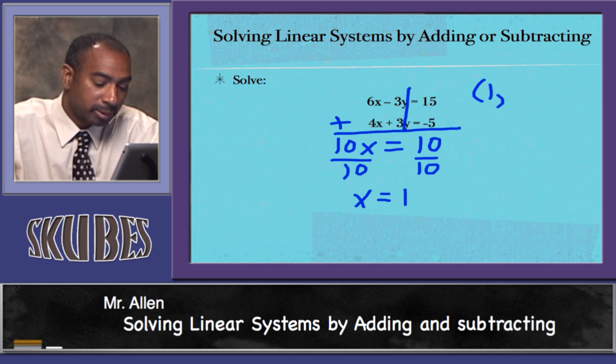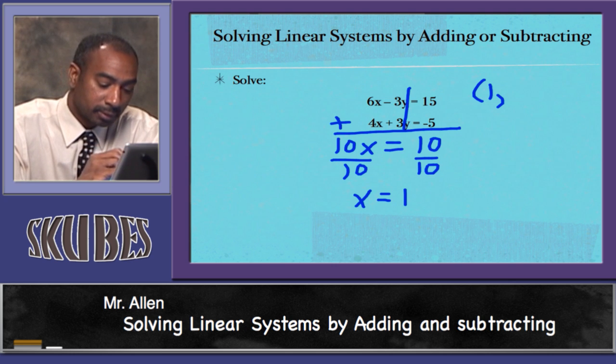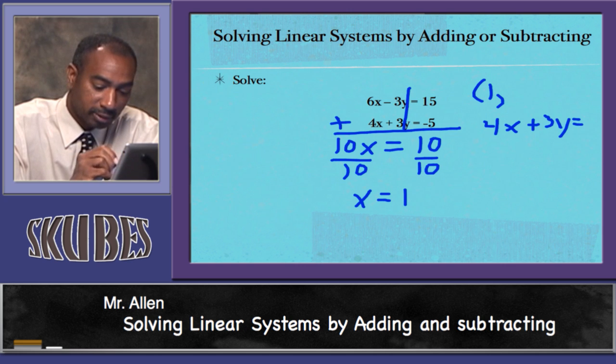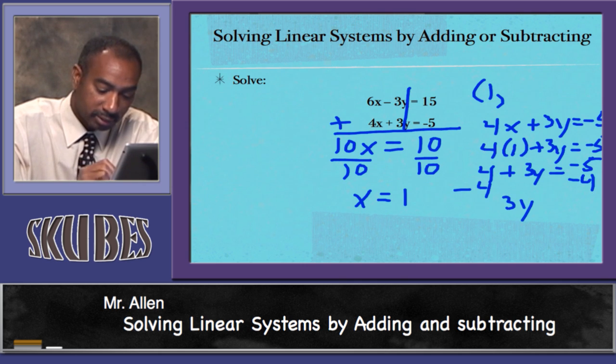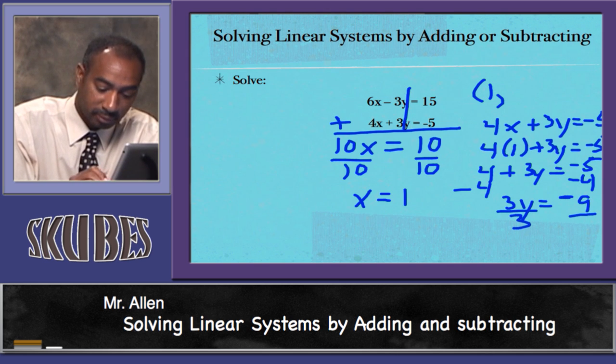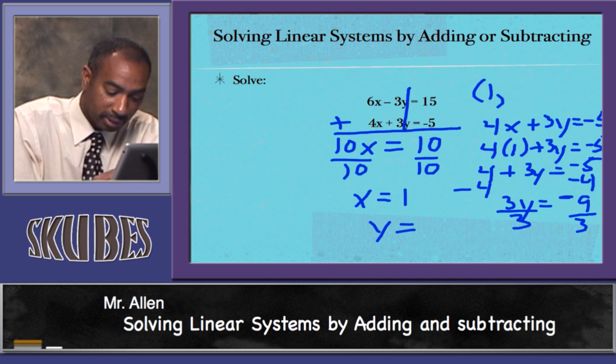All right, so you can pick the top or bottom equation. I'm going to pick the bottom one. So I'm going to evaluate 4x plus 3y equals negative 5 when x is 1. So I get 4 times 1 plus 3y equals negative 5. That's 4 plus 3y equals negative 5. I can subtract 4 from both sides. So I get 3y equals negative 9. I divide both sides by 3. Y must be negative 3.